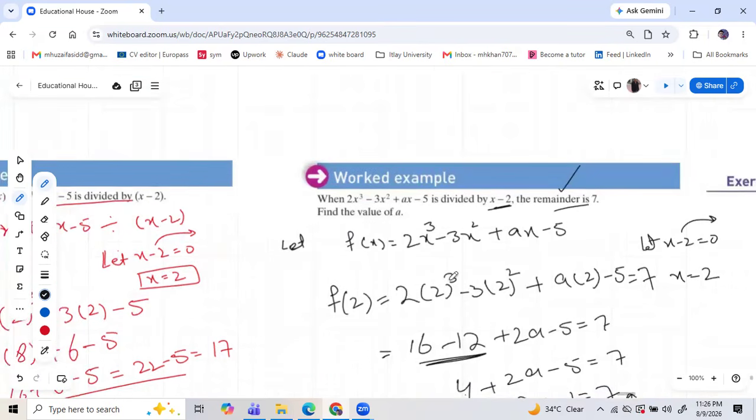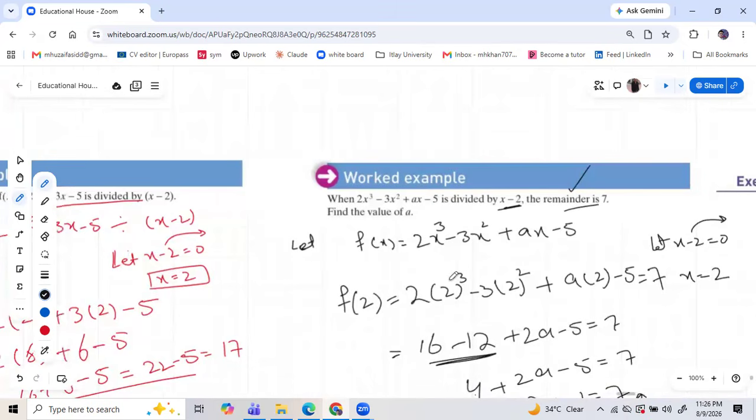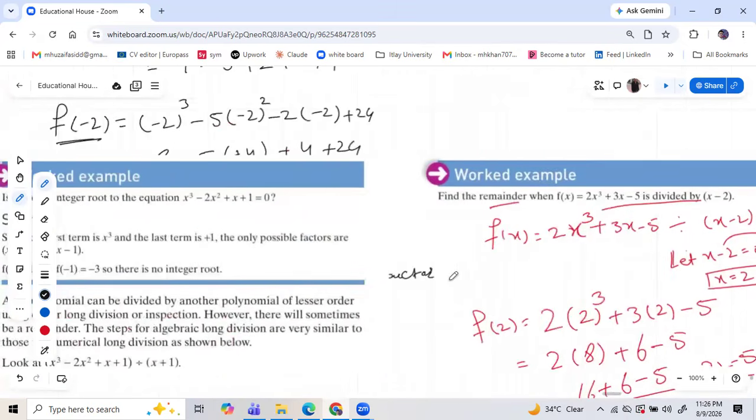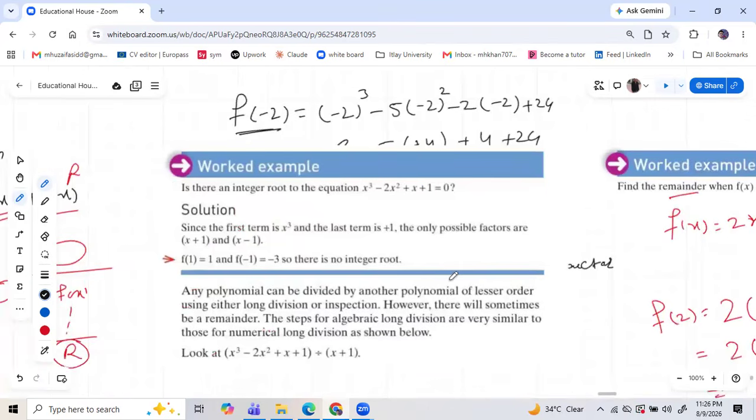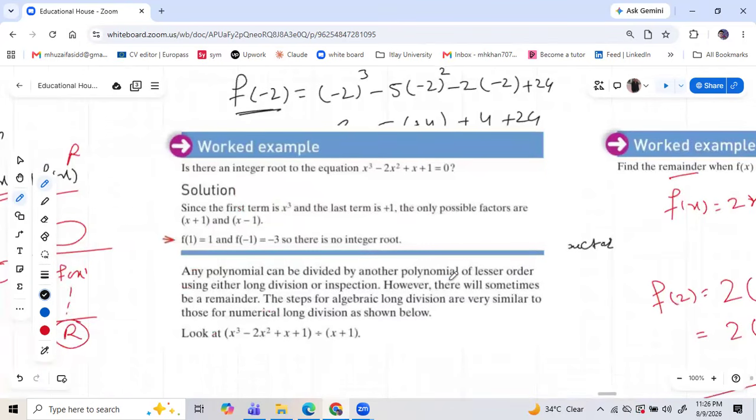Is there any confusion regarding this problem? No, sir, none. Okay. Now I'm moving to the next problem. Are there any integer roots of the equation?